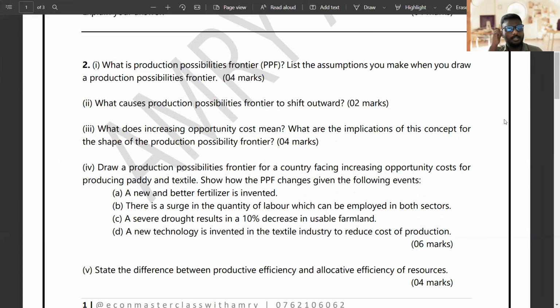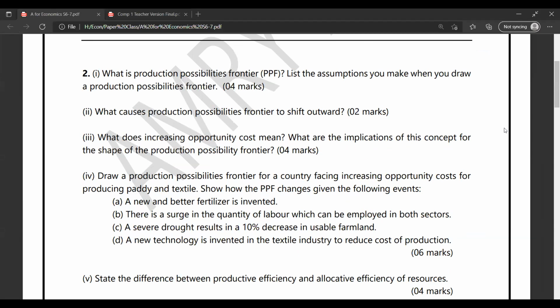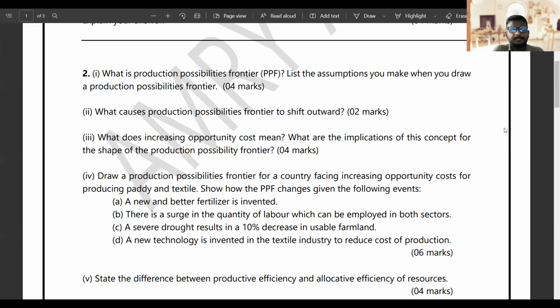And here they are asking you, what causes the production possibility frontier, the production possibility curve, to shift outward? What do you think the answer for that question is? Economic growth. Economic growth. Okay, yes. Technological advancement. Technological advancement, right? Injection. Injection of what?